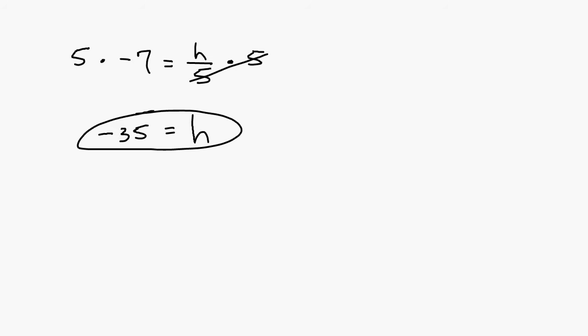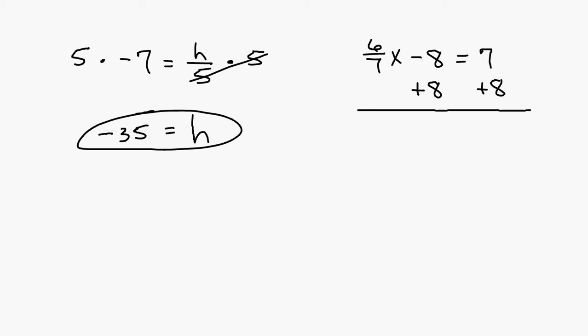Alright, so those were all one-step equations. Now you've got some two-step equations. 6 over 7 x minus 8 is equal to 7. Now you're going to try to get the 6 over 7x by itself. So in order to do that, you're going to add 8 to each side of the equal sign. On the left-hand side, the 8's cancel out. And the 6 over 7 times x comes down. 7 plus 8 is? Okay.